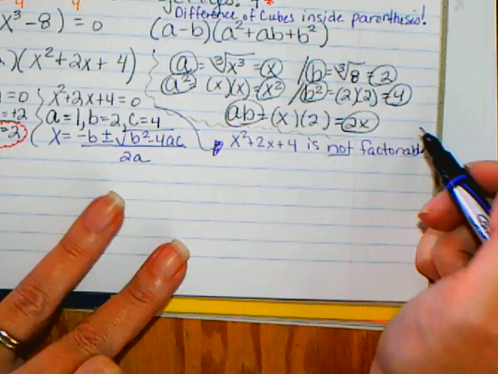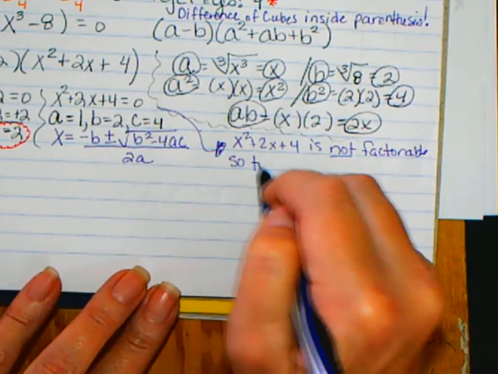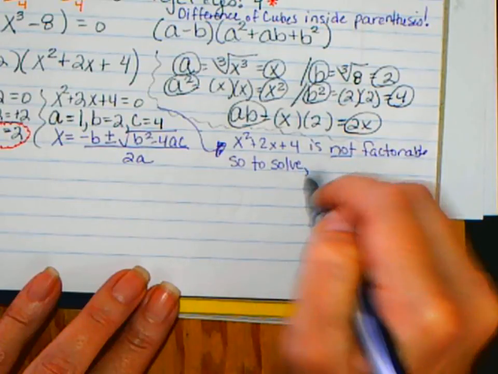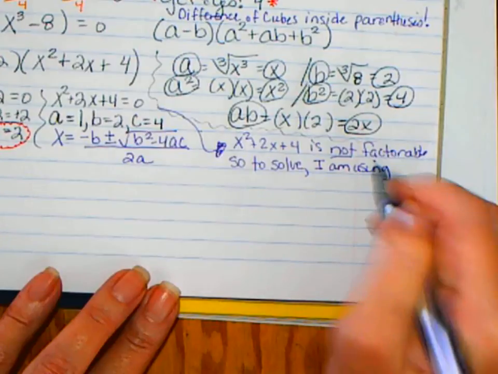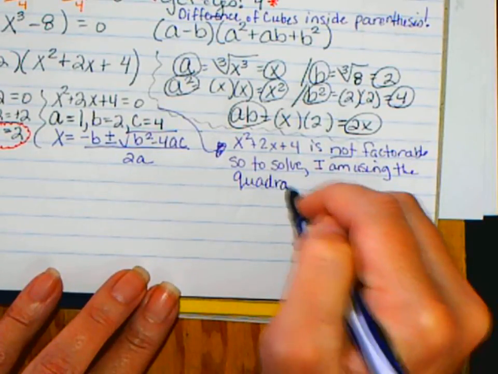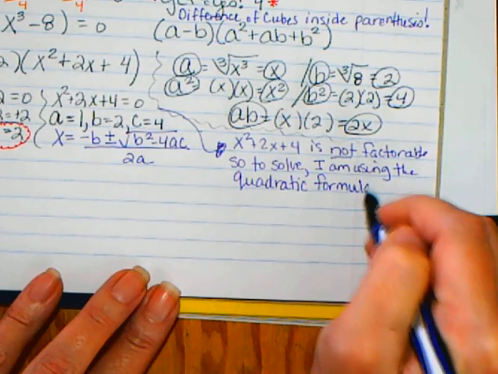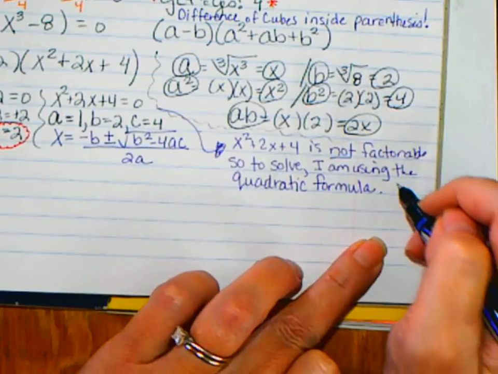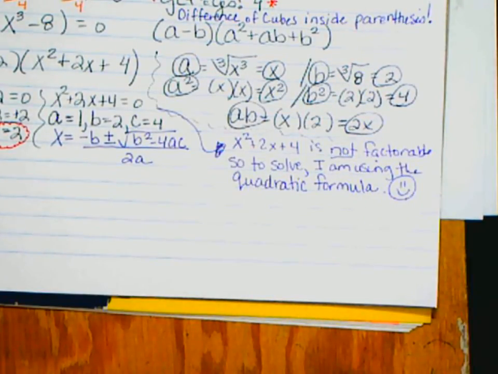Saying x squared plus 2x plus 4 is not factorable. So to solve, I am using the quadratic formula.